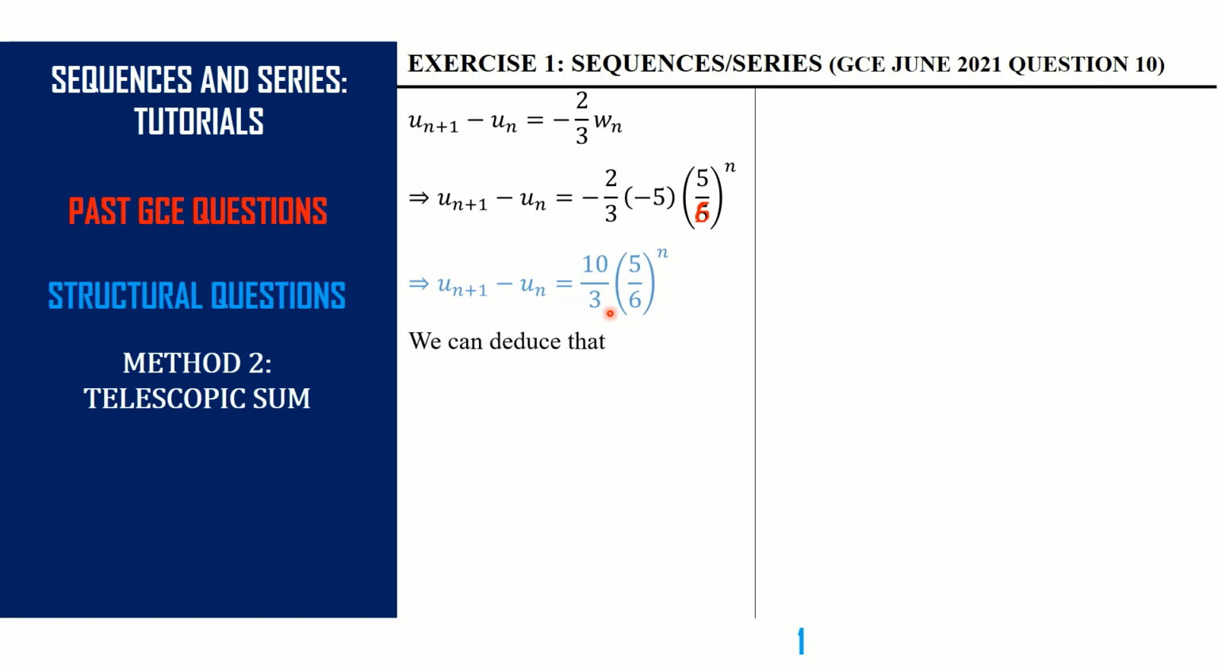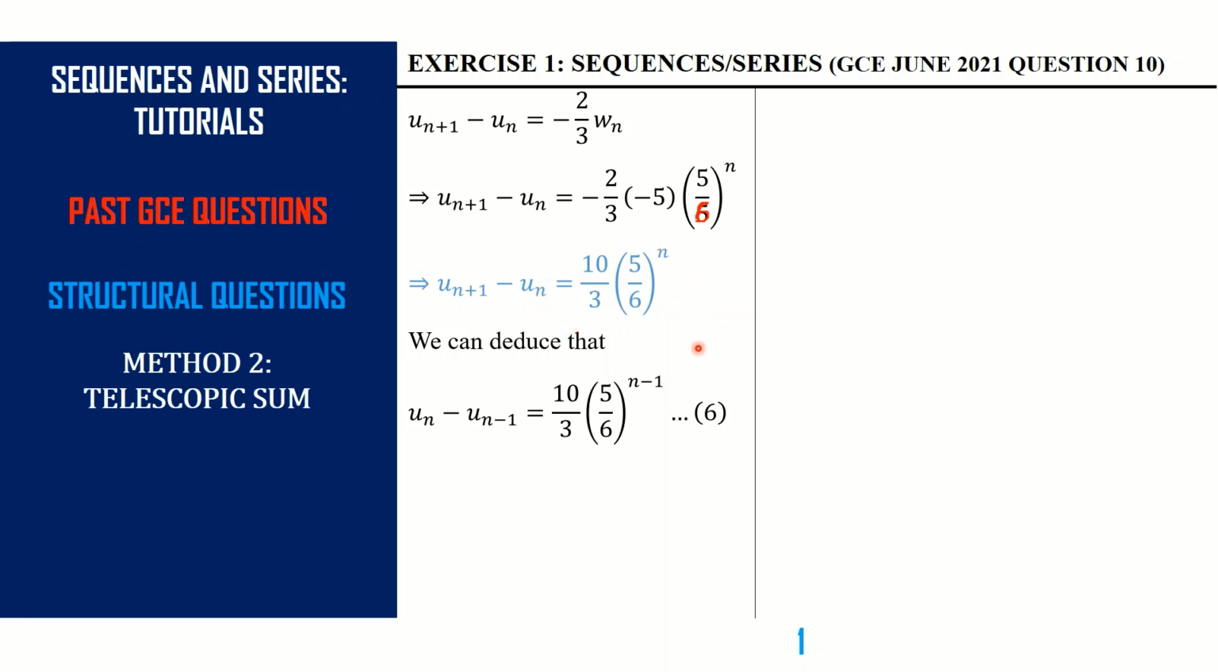Alright, so from here, let's see what we can deduce, how the telescopic sum comes into play. Now, we can do a backward substitution. So, since u of n plus 1 minus u of n is equal to this, it means we can decrease the term by 1. So, we reduce n by 1. So, u of n minus u of n minus 1 now is going to be 10 on 3 times 5 on 6 all that raised to the power n minus 1. You see, I just decrease from n plus 1, I move to n. From n, I move to n minus 1.